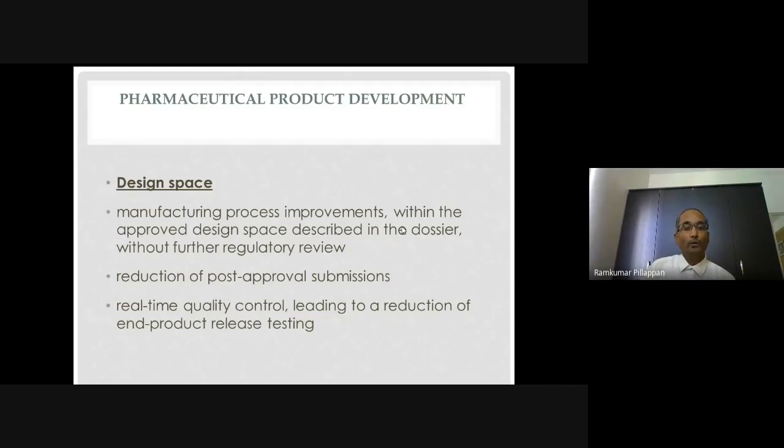Real-time quality control leading to reduction in end product release testing. So what is real-time quality control? It is nothing but IPQC. So when the product is getting developed, or scaled up, or manufactured, you maintain the real-time quality. That means while the manufacturing is going on, we know if there is any problem, or we know there are no issues going on. So that gives ample space for you to control the quality while manufacturing.